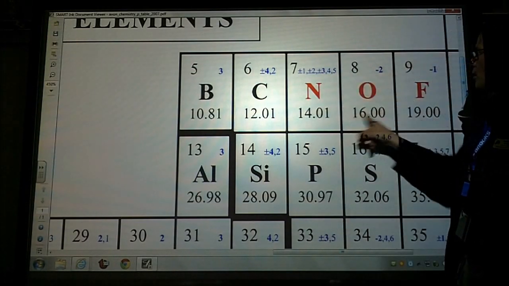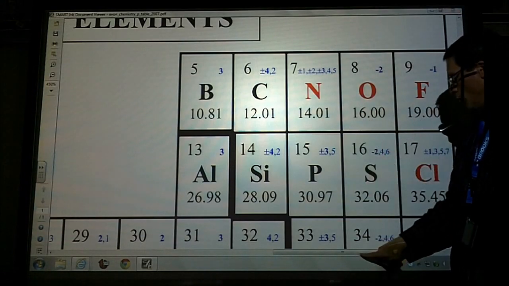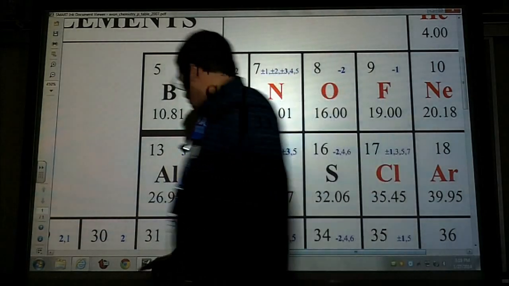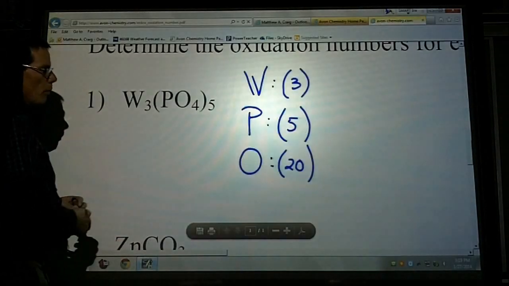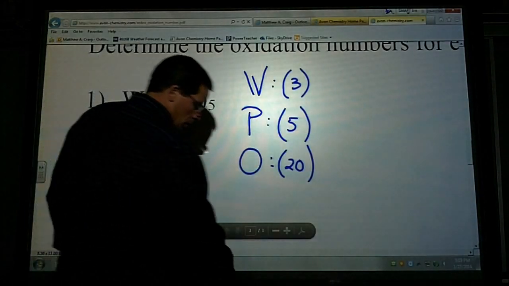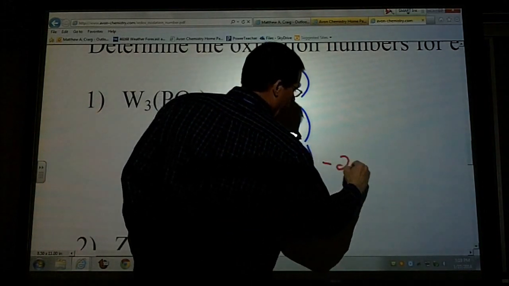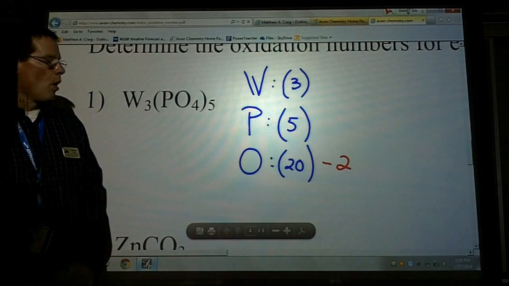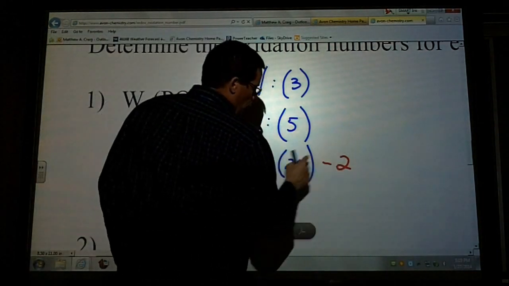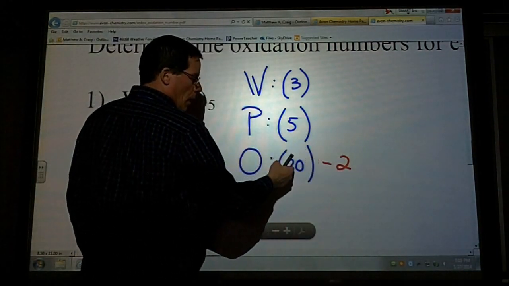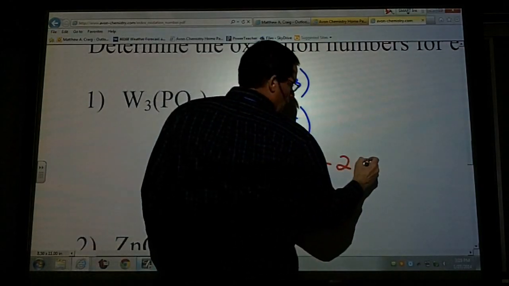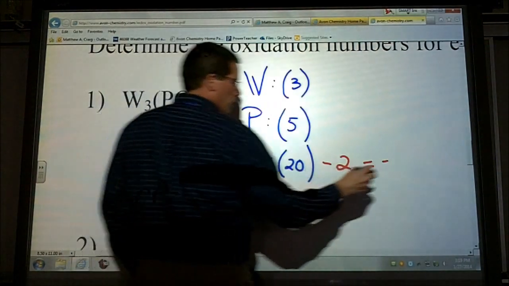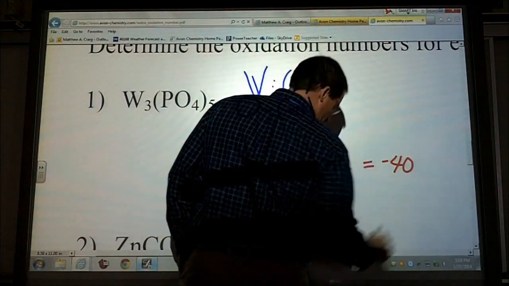But when we look at oxygen, oxygen's pretty nice because it's only a -2 charge. So since we know that oxygen's only a -2 charge, when we go and determine its oxidation number, it makes it very easy. It's a -2. So here's what we want to do. Once we know what the oxidation number for one of these happens to be, then we're going to multiply the oxidation number by how many we have. So in that case, that gives me a total of -2 times 20 is a -40 charge.